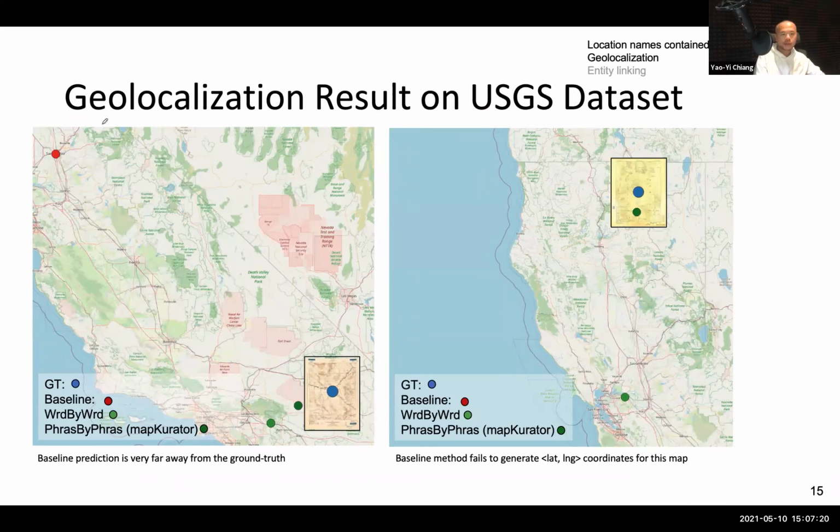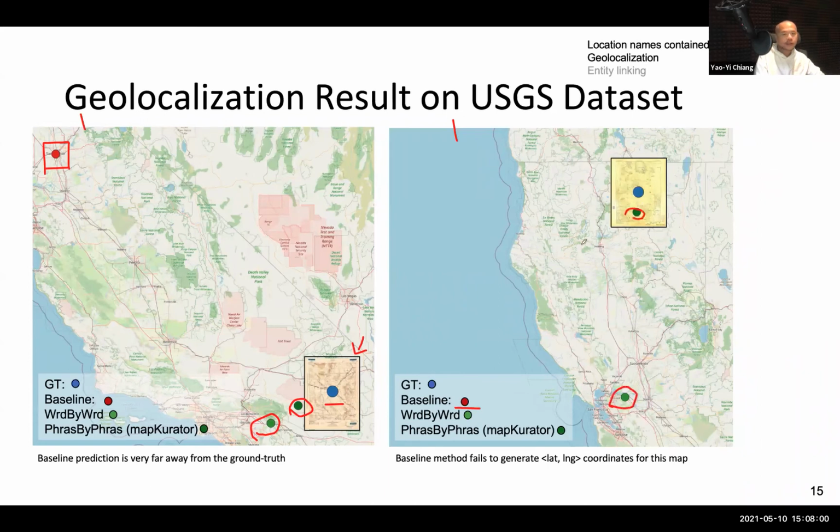So here is the second example. For the example on the left side, you have the baseline approach. This is the Google AI approach. This is the map's true location, and the baseline approach says it's here, right? So it's far away. The word by word approach, the variant of Map Curator, gives you here, and phrase by phrase, Map Curator gives you here. On the right side, the baseline approach, Google AI's approach, did not generate a location. It couldn't find it. For word by word, it's here, and phrase by phrase is here.